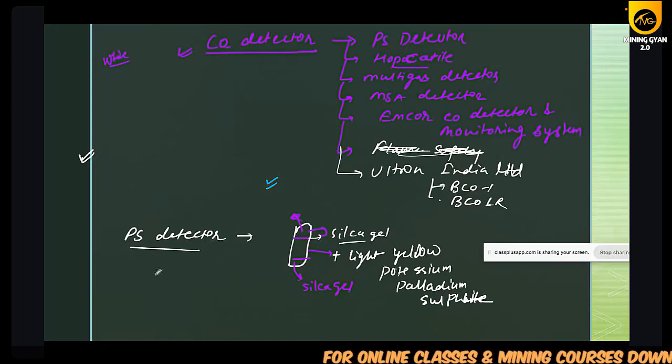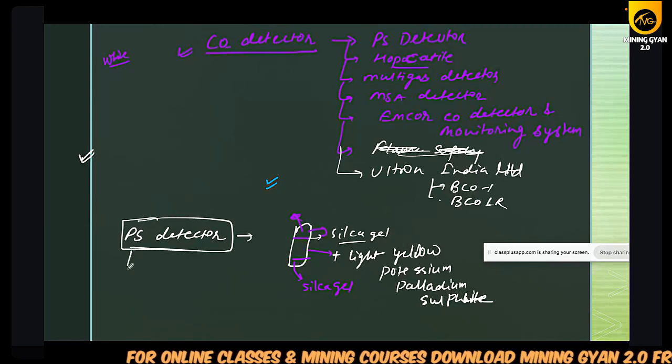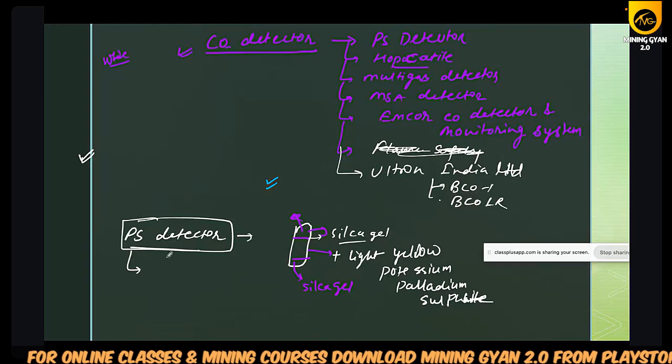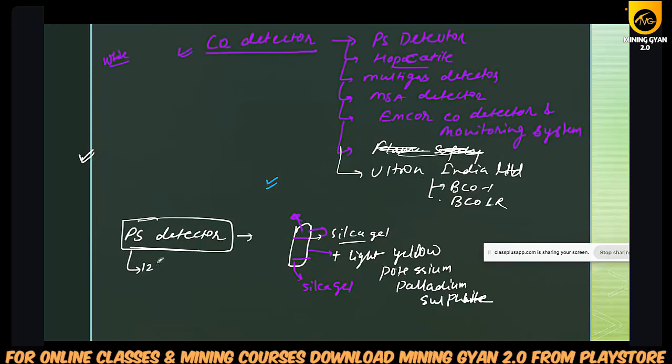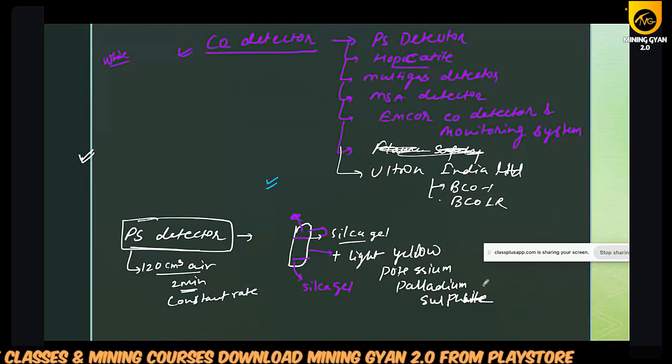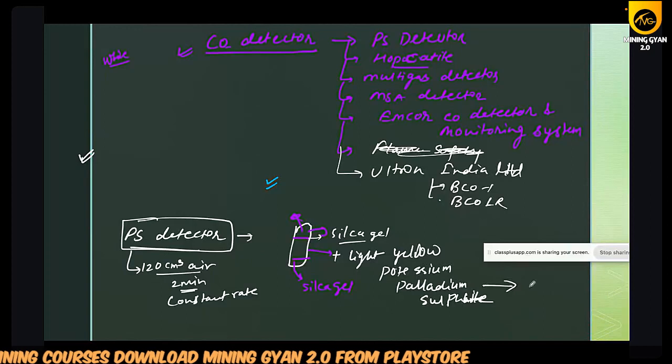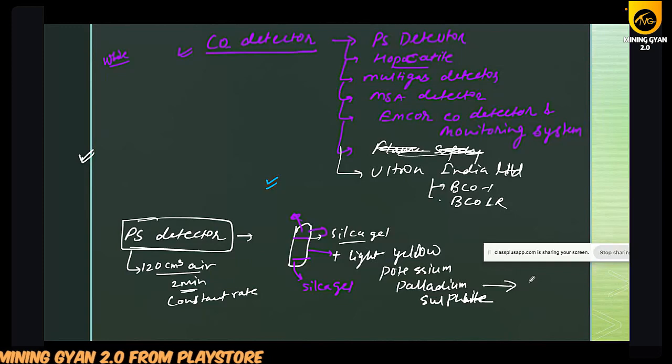So in this tube I just give you basic information. That I think is sufficient for you to solve a question. In this tube you have to pass 120 cubic centimeters of air for 2 minutes at a constant rate. So what it will do is this yellow potassium palladium sulfite will change its color into brown.